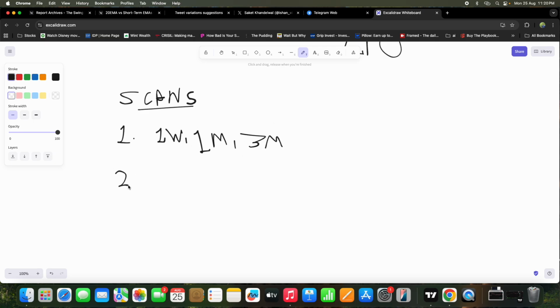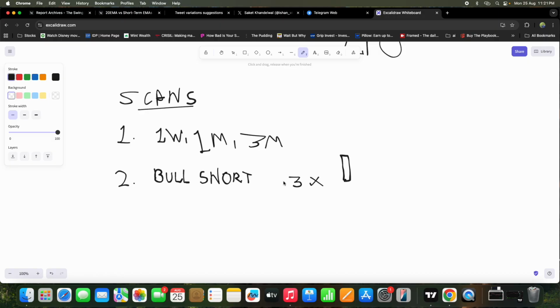And there is another scan I run. This is from Oliver Kell. It's called Bull Snort. You can find the scanner if you just search for it online. The scanner is simply that the stock should gap up and move higher on very high relative volume. The relative volume should be three times the average 30-day volume, and the stock should move higher.